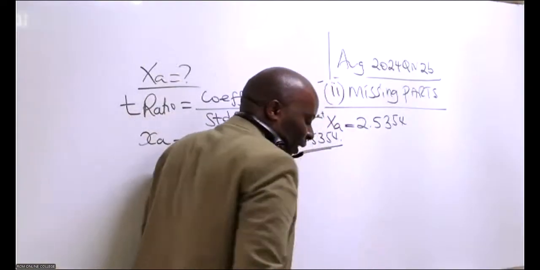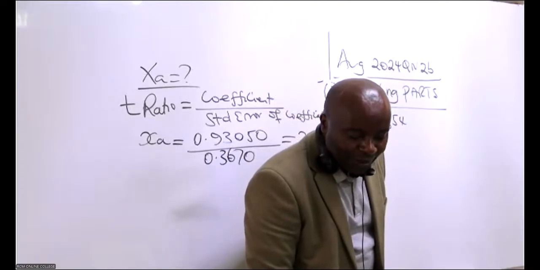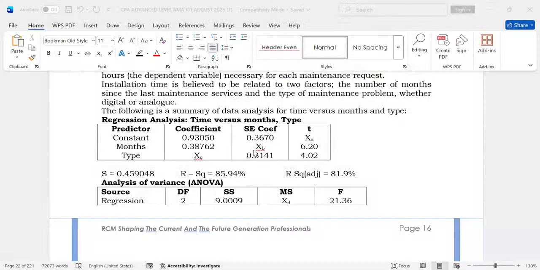And then now we can go to the second missing metric, ladies and gentlemen. It is XB, isn't it? And still we're going to use the T ratio formula. Now we are getting XB. My friends, in this row where you are seeing XB, you can see the T ratio is 6.2. And then this is the standard error missing. And then the coefficient is 38,762.